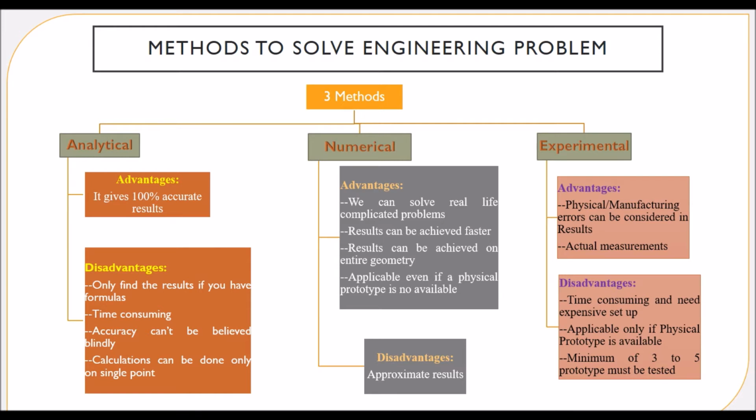Coming to experimental, the advantages are physical or manufacturing errors can be considered in the results. It gives the actual measurements. Disadvantages of experimental are it is time consuming and needs an expensive setup. Applicable only if a physical prototype is available. A minimum of 3 to 5 prototypes must be tested. So these are the advantages and disadvantages of the different methods to solve engineering problems.